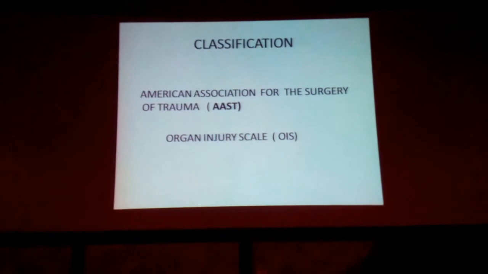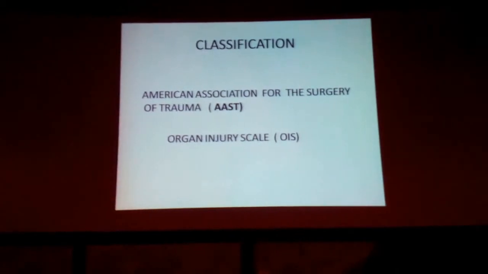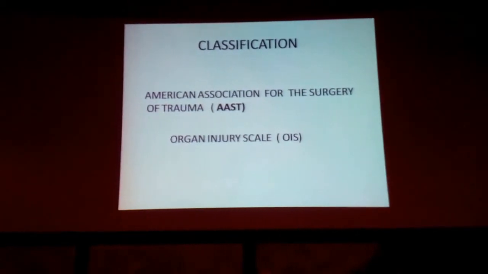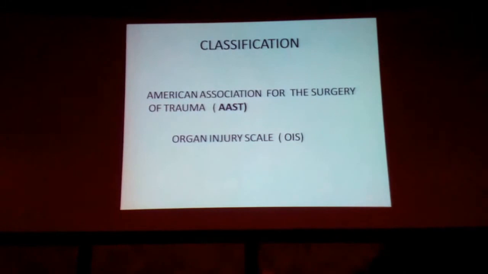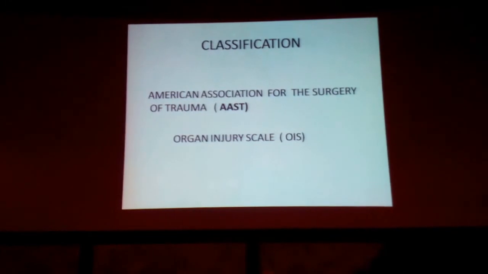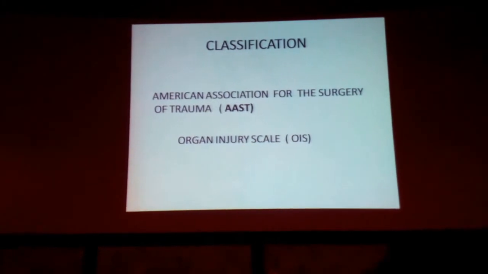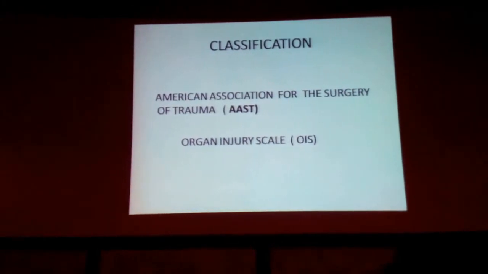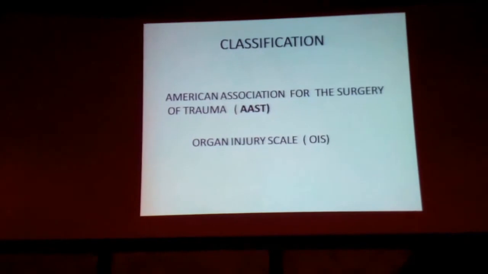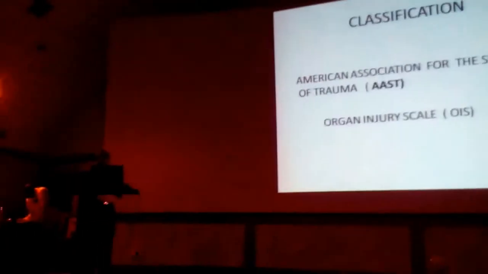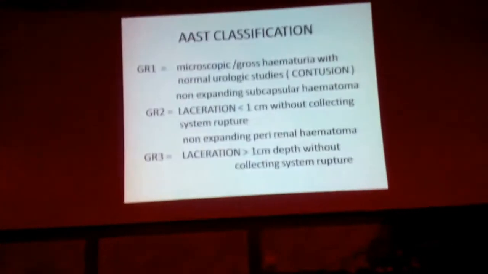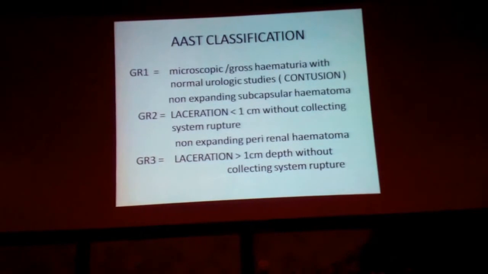Of course, first... in 2012 it has been modified again. So they have what is called organ injury scaling. This has been described for injuries of all abdominal organs: liver, spleen, kidneys, ureters, mesentery, small bowel, everything has been described. Let us look at the renal system. So this classification is grade 1, 2, 3, 4, 5.